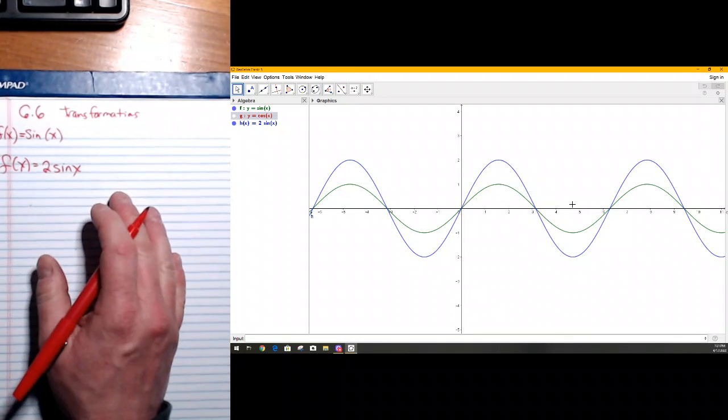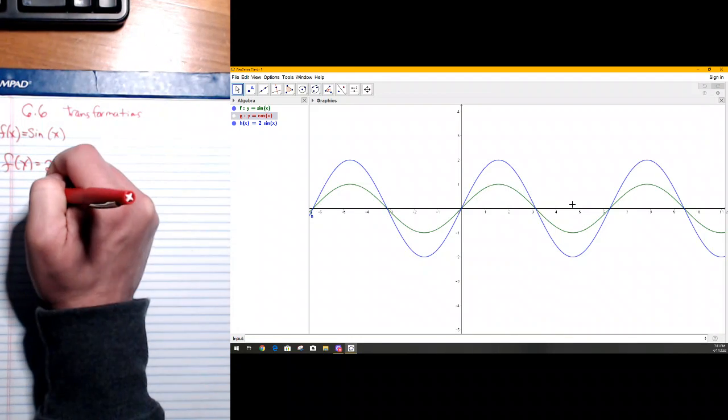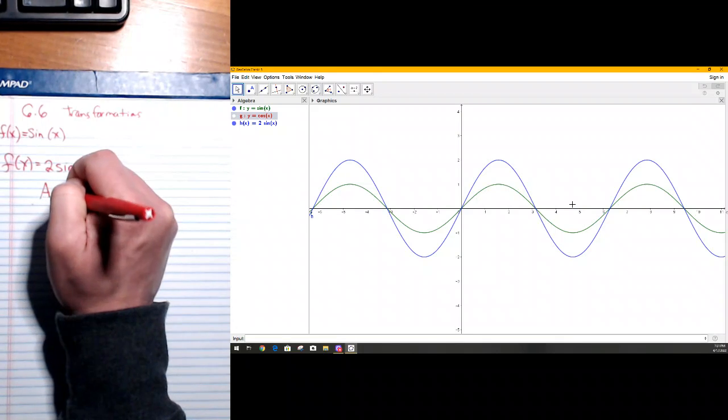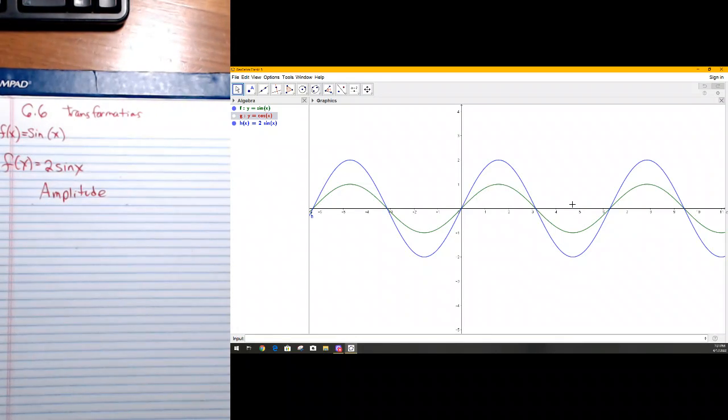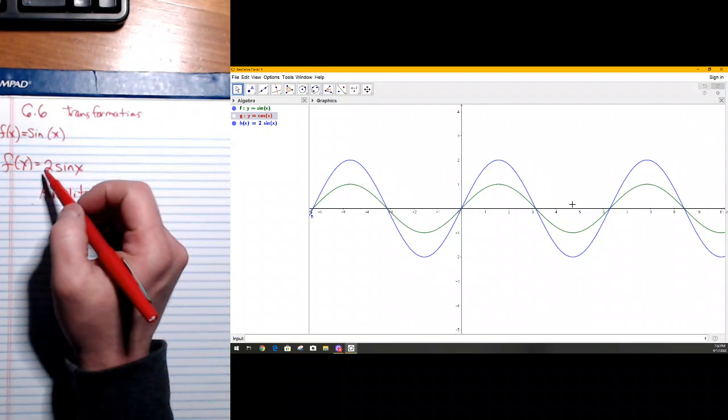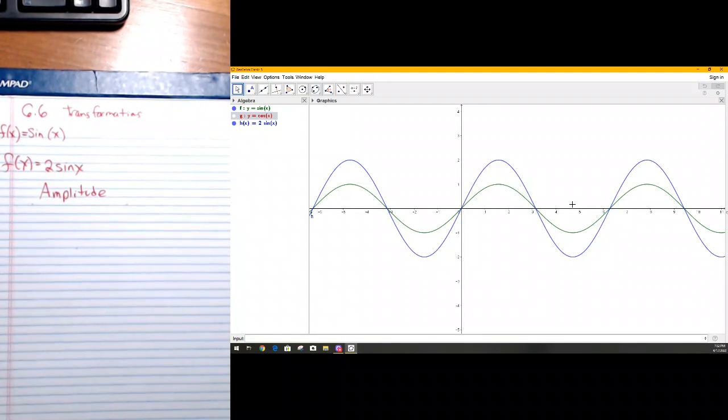This value that I have here is called the amplitude. If you were talking and you want to make something sound louder, you would increase the amplitude of what you were talking about. So the higher the amplitude, the larger the wave is going to be separated.